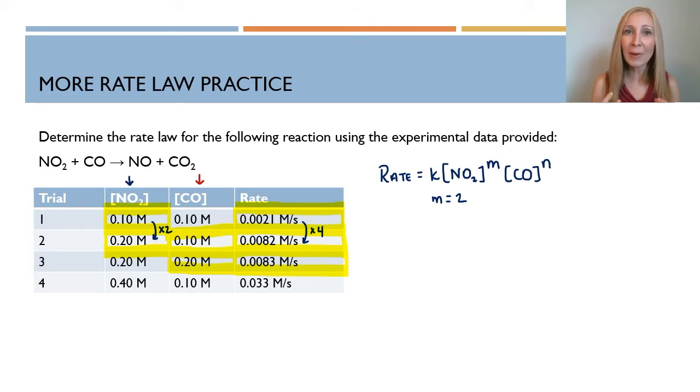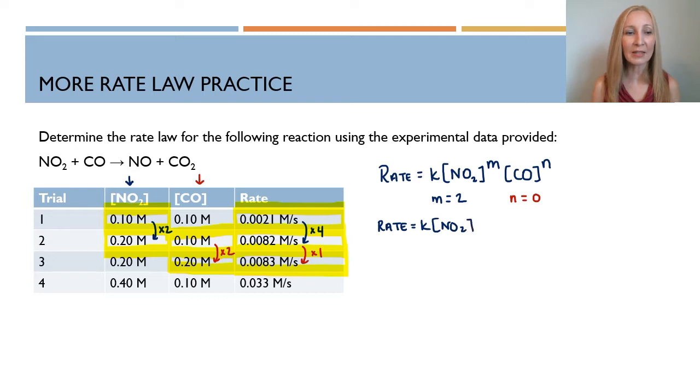So if I double my initial concentration of carbon monoxide, what happens to my rate? Well, nothing. Nothing happens to my rate. It increases by nothing. It doesn't double or triple or quadruple or anything. So that tells me that the carbon monoxide concentration has no effect on the overall rate of reaction. I could have any amount of carbon monoxide and it would not affect the rate of the reaction. So the reaction order there is 0.